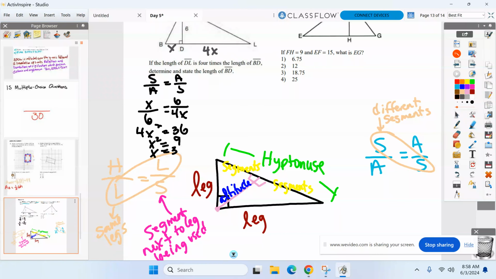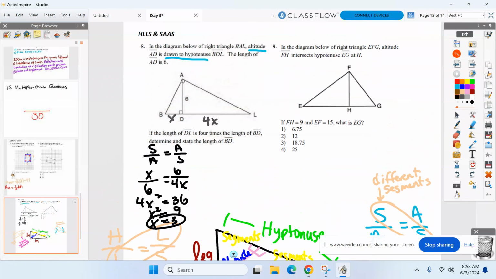Don't become happy yet. Make sure you solve what's being asked for. I'm going to find the length of BD. All right, BD I called x. I'm done. This problem could have easily said find DL, and you'd have to multiply that by 4. All right, go to the last one here we're going to do together, and then you're on your own.